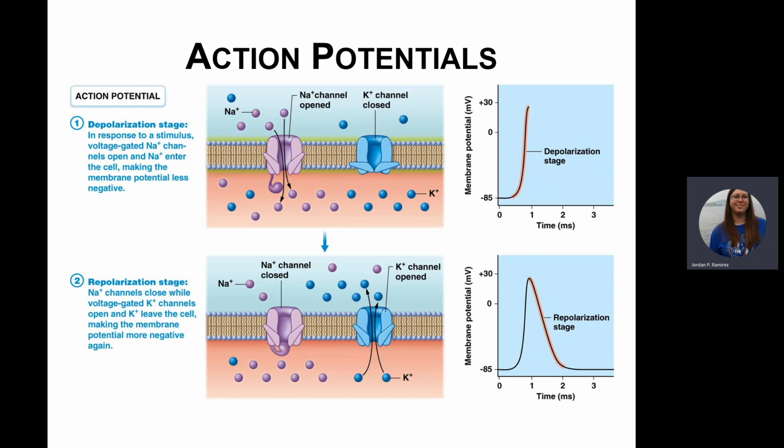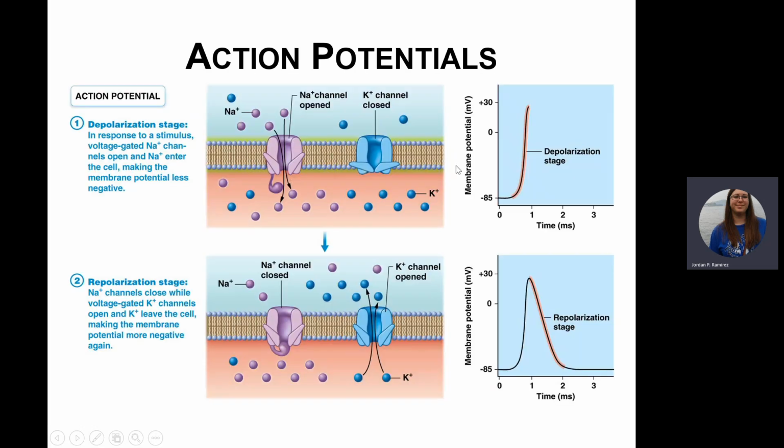Okay, so if that whole thing was really wordy for you and you really like pictures, this is a really good summary overview of action potentials. Action potentials are divided into two main phases, the depolarization stage and the repolarization stage. I'm going to summarize this one more time. In response to a stimulus, voltage-gated sodium channels open, and sodium enters the cell. Positively charged ions entering the cell make the membrane potential less negative. So we're going from negative 85 millivolts.